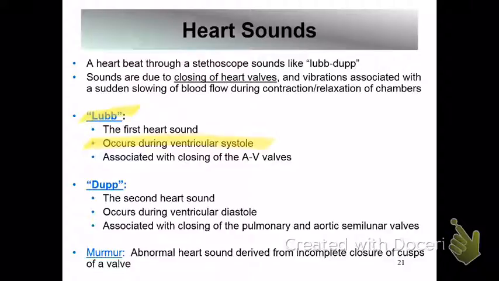The dub, the second heart sound, occurs when the ventricles relax and fill up with blood. So lub is actually a small sound and dub is a big sound. Now I want to point out a murmur. A murmur is an abnormal heart sound derived from incomplete closure of the cusp of a valve.